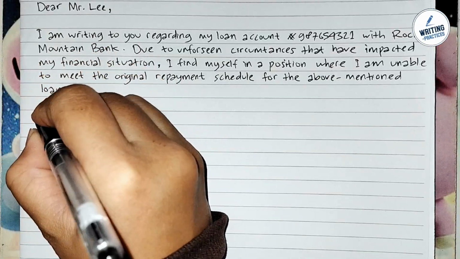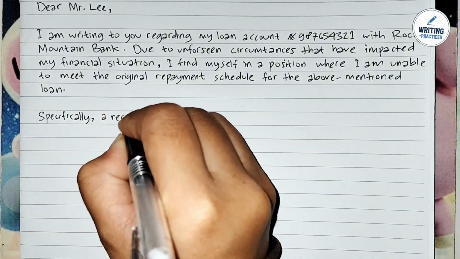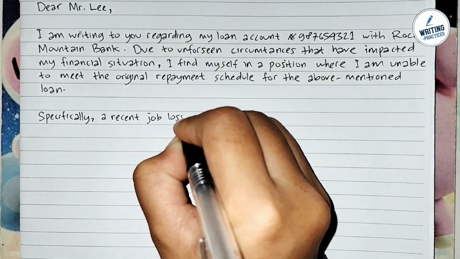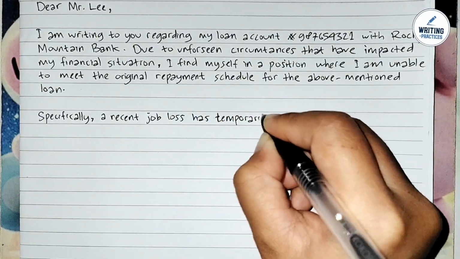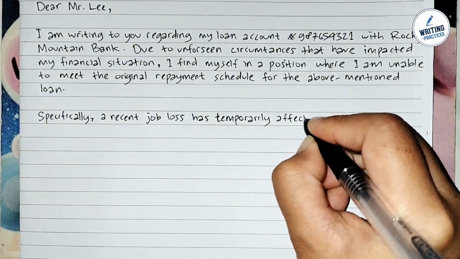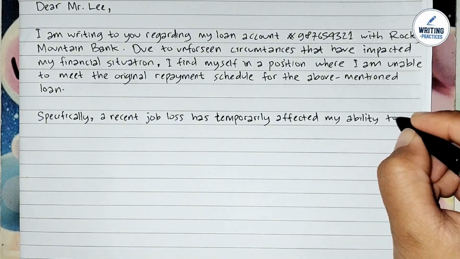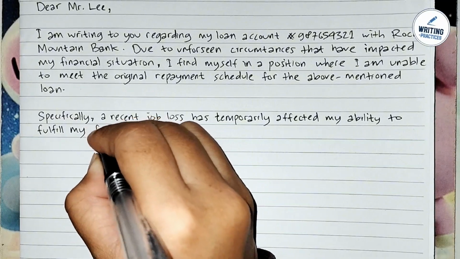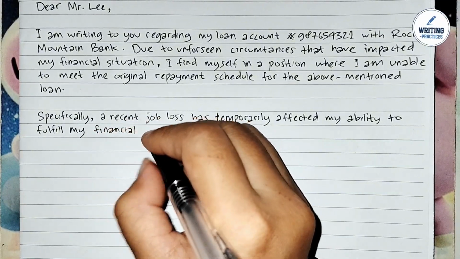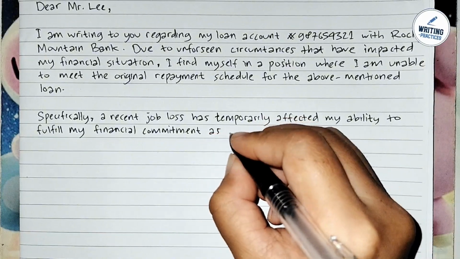In the second paragraph, this is where you write more details. State a detailed explanation of the circumstances that have led to the need for an extension. They are such as the situation of job loss, medical emergency, and so on. For example, if you lost your job, you can write something like, "Specifically, a recent job loss has temporarily affected my ability to fulfill my financial commitments as originally planned."